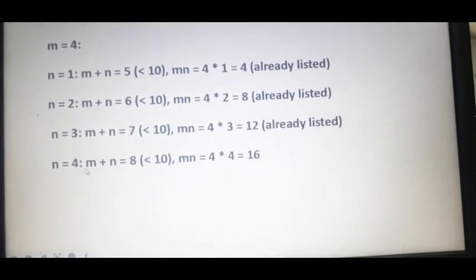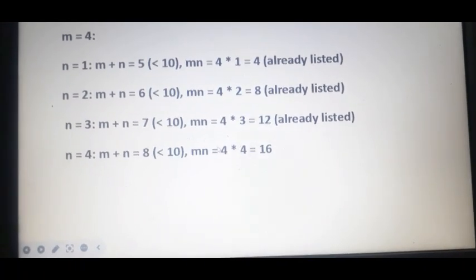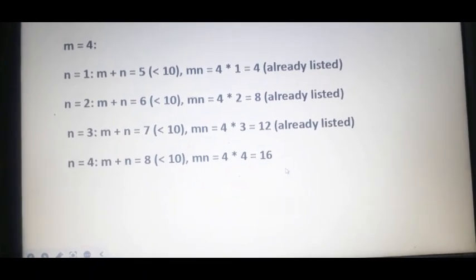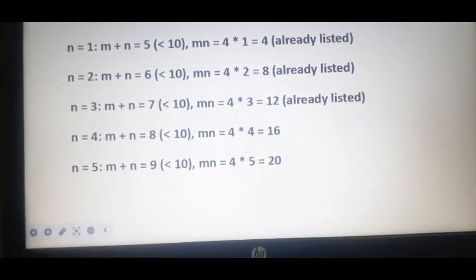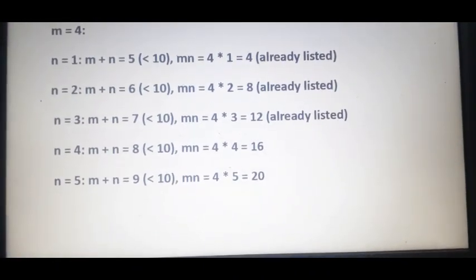But here if n is 4, 4 plus 4 is 8, which is less than 10, but the product is 16. 16 was not listed before, so we take it. If n is 5, 5 times 4 is 20, which we have not found so far, so we take it.